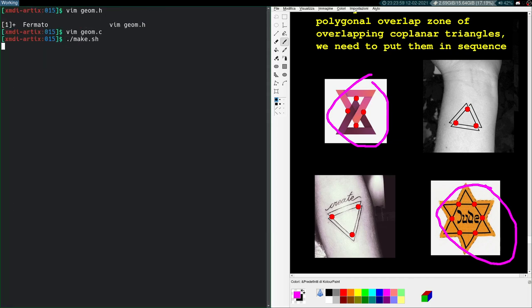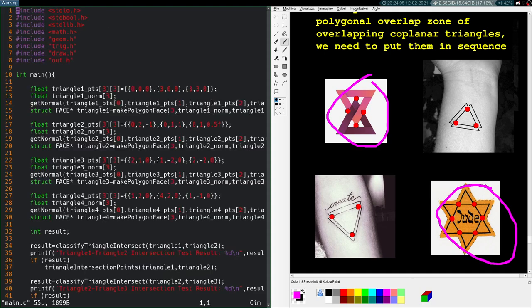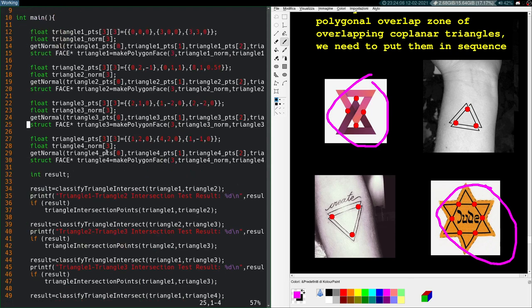So if I compile that and I run it, oh sorry, let me show you the main thing first. So what I did was I defined 4 triangles here. Don't worry what they are. I'll show you that in a second. But there's 4 triangles with different coordinates, and I made them so they intersect in different ways. So just to test out different parts of this code.